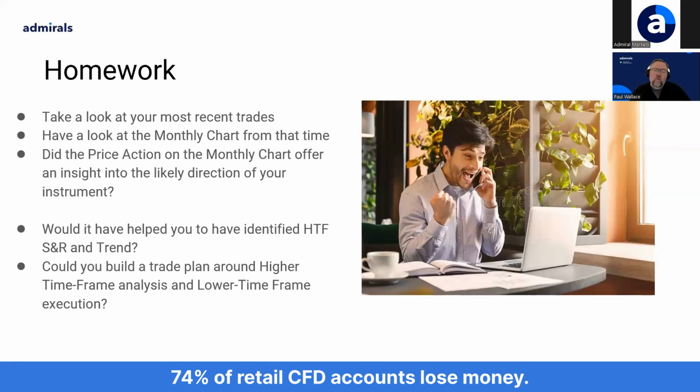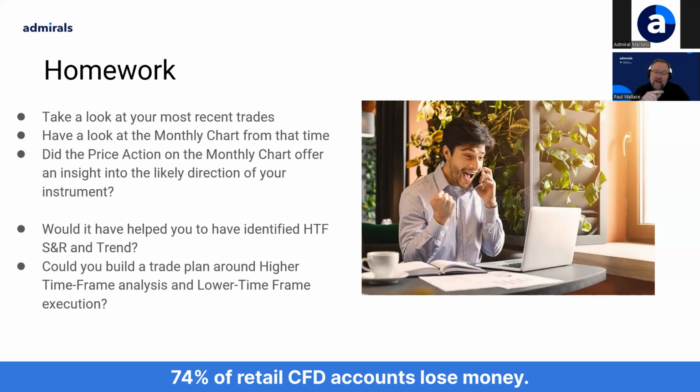And also have a look at what the monthly chart was like from that time, from the month before. Did the price action on the monthly chart offer some insight into the likely direction your instrument and trade was going to take that month? Maybe it didn't, and that's okay, but maybe it did. Maybe you already got a bias from some of the price action on the monthly chart that helped you decipher the bias and the trend, and a way to engage with that.